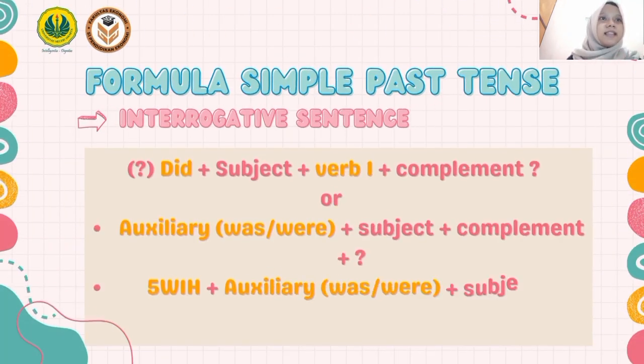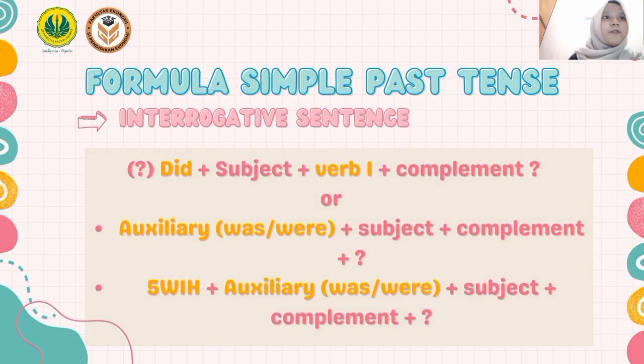And then for the interrogative sentence, there is did plus subject plus verb 1 plus complement. Or auxiliary verb, there is was or were plus subject plus complement. Or we use 5W1H, there when, what, where, plus auxiliary plus subject plus complement. So I will give you an example on the next slide.